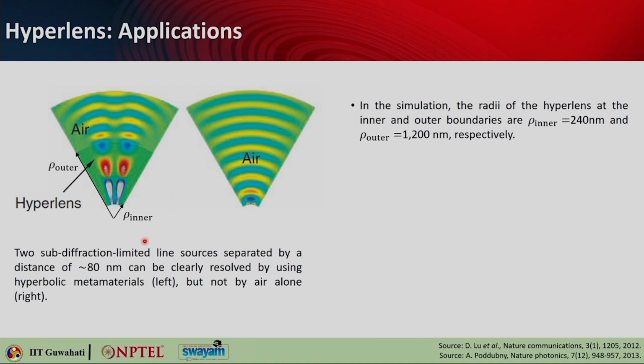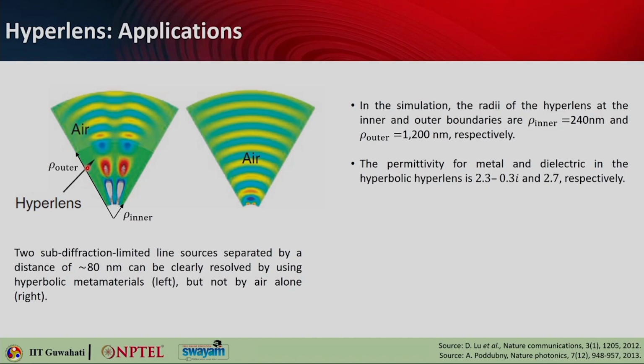Here the radii of the hyperlens at the inner and outer boundaries are taken to be 240 nanometer and 1200 nanometer. The permittivity of the metal and dielectric used for making this hyperbolic metamaterial or hyperlens is taken as 2.3 minus 0.3i for the metal, and the dielectric one is simply 2.7, and the filling ratio is taken to be 50%. This is how it shows that you are actually able to do very good imaging using the hyperlens.